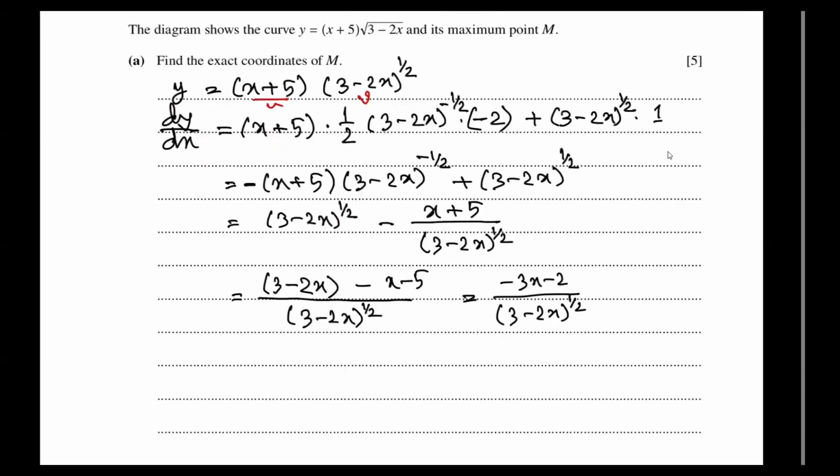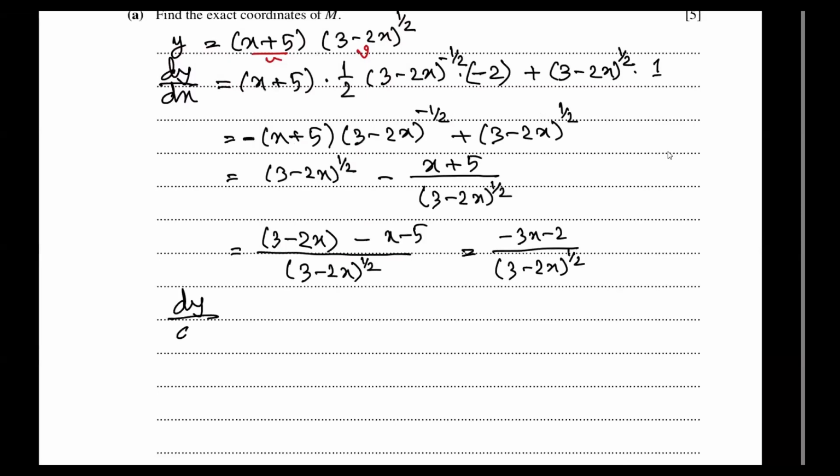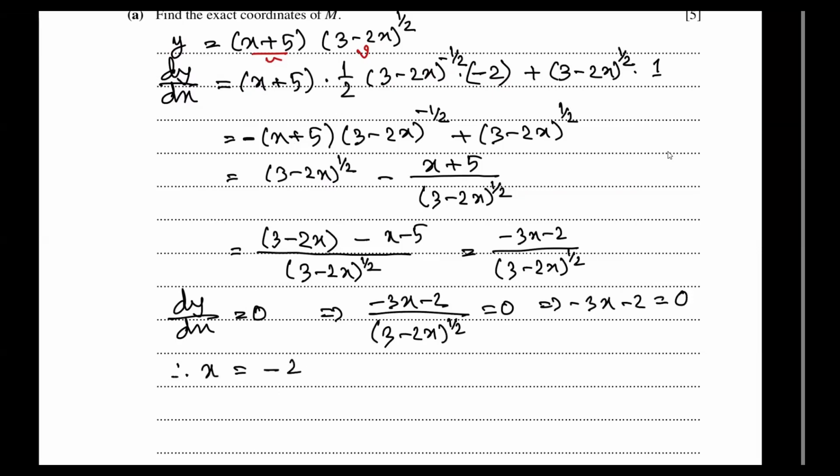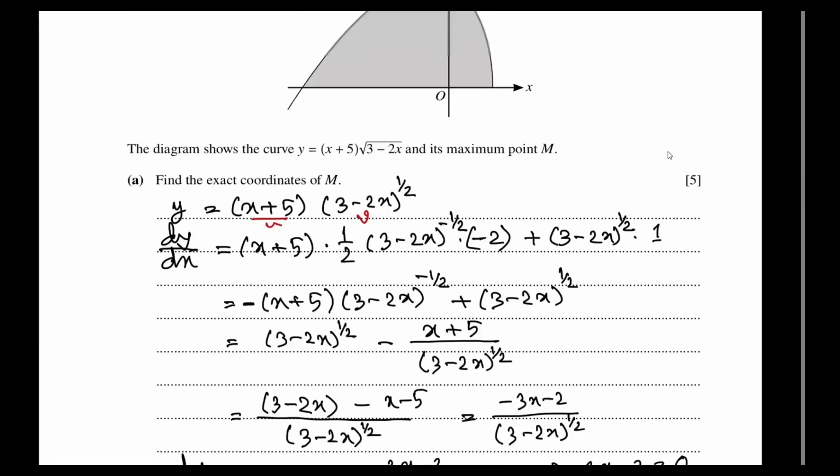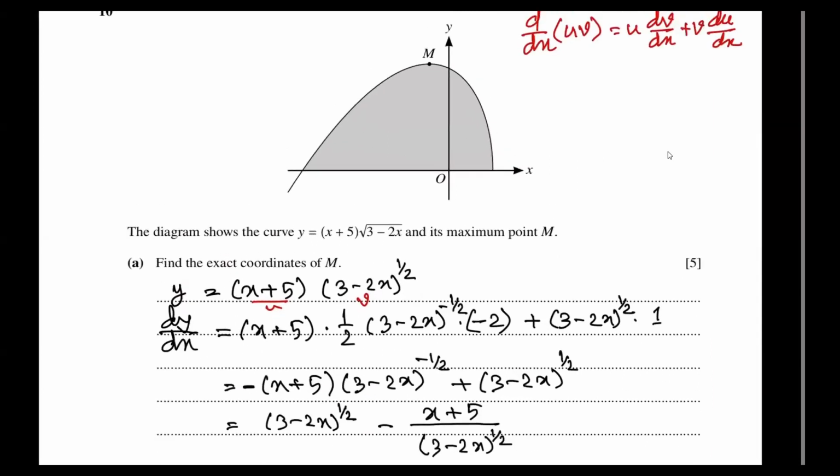Now dy by dx equal to 0. If you set dy by dx to be 0, we have minus 2x minus 2 divided by 3 minus 2x to the power half equal to 0. That is minus 2x minus 2 equal to 0. That is x equal to minus 2 by 3. So that matches with the diagram. The diagram says that the x coordinate of the turning point is negative, and it is negative.